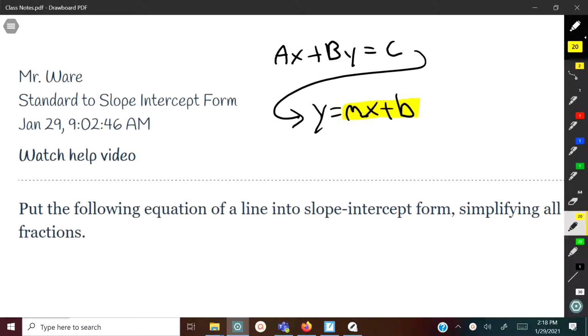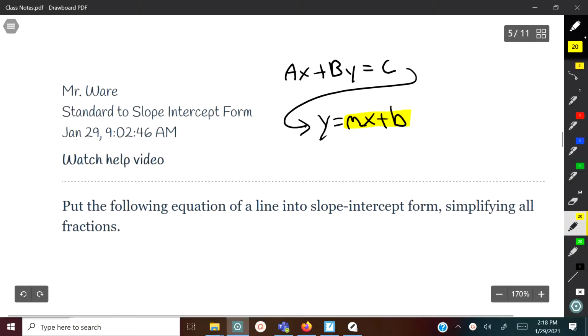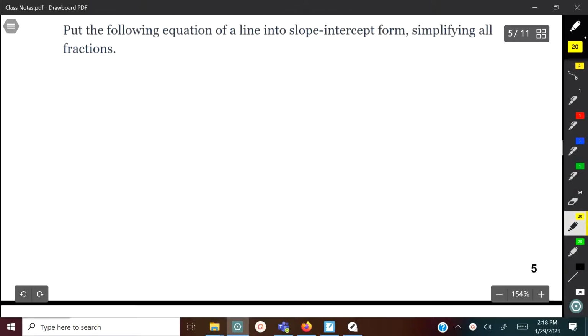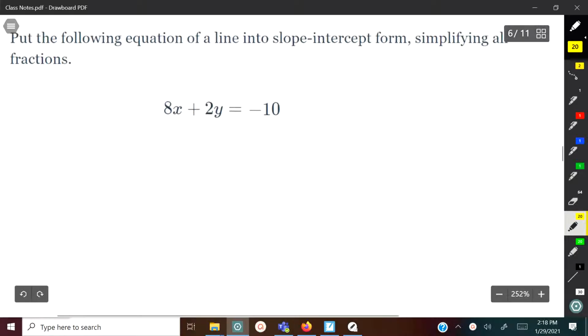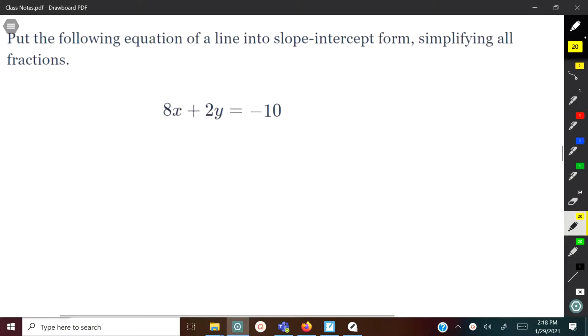And on these, you may have to simplify fractions. So if you're not aware of how to simplify fractions, look up some notes on that, maybe watch a YouTube video on that, but you'll need to simplify fractions on these. So let's take a look at the first example. It says put the following equation of a line into slope-intercept form, simplifying all fractions.